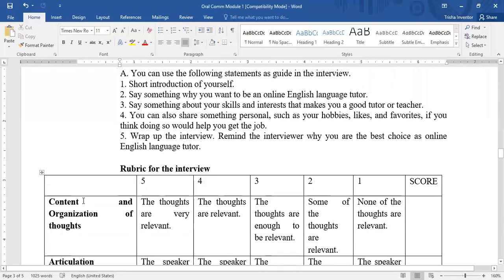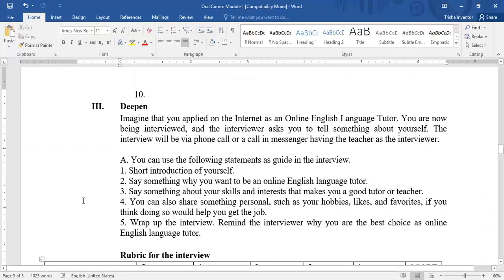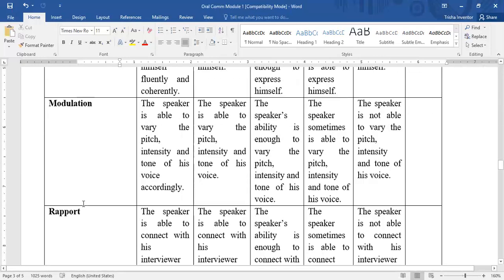Okay, and then, oh, one more thing. There's a question raised earlier: is it okay to bring paper during the interview? It's up to you because I cannot see you. I will just base the score or the points on this rubric below.